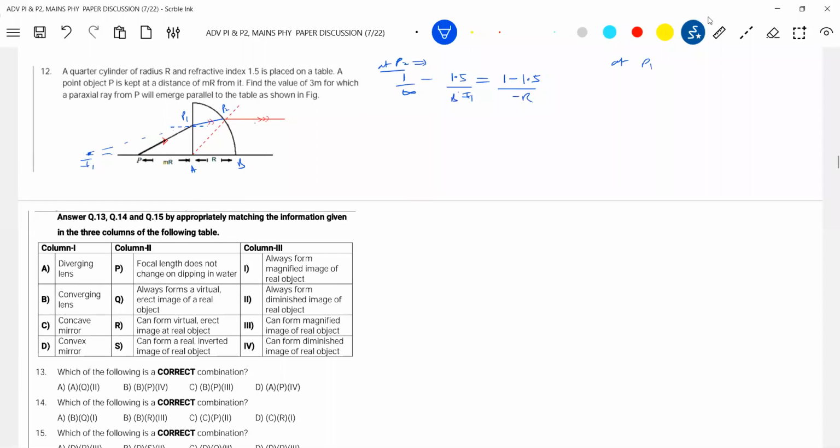At P1, mu, so the ray will be at AI1, and mu is 1.5, no? So 1.5 by... So what is BI1? BI1, you can write it as BA plus AI1. So this should be R. AI1, substitute that, solve it.